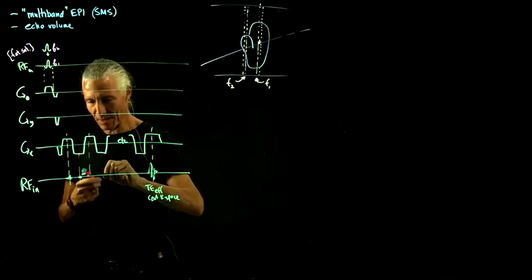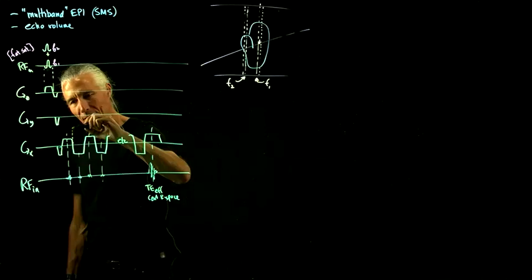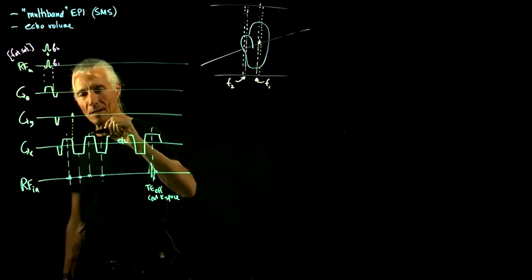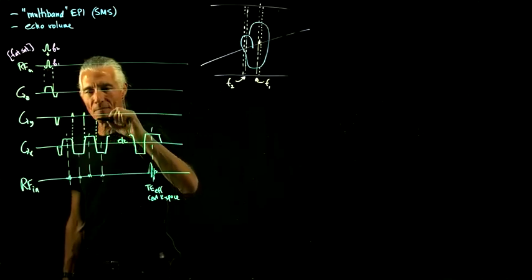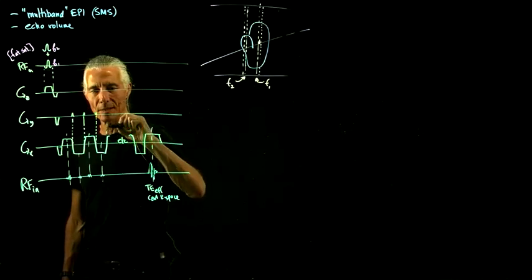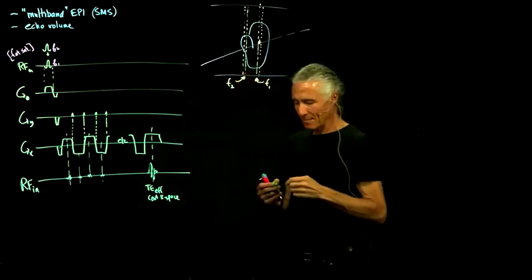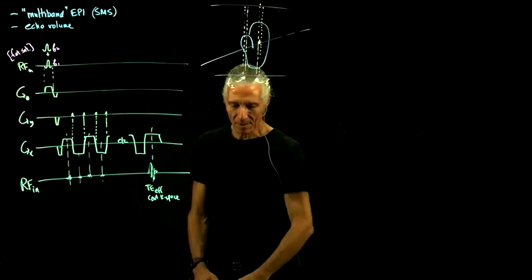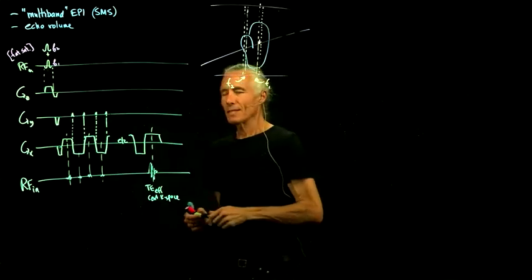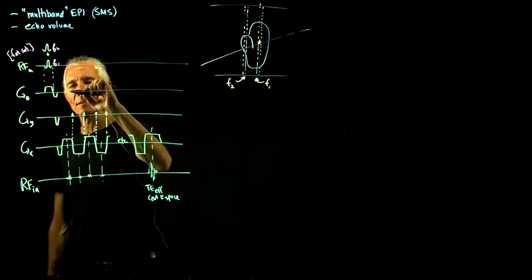And all these will have echoes. And then, in addition, we have the little blips, and the little blips come right as you get ready to record another line of K-space, to move you up in K-space. So that part's exactly the same as before for our EPI. But the only difference is we add some blips here.